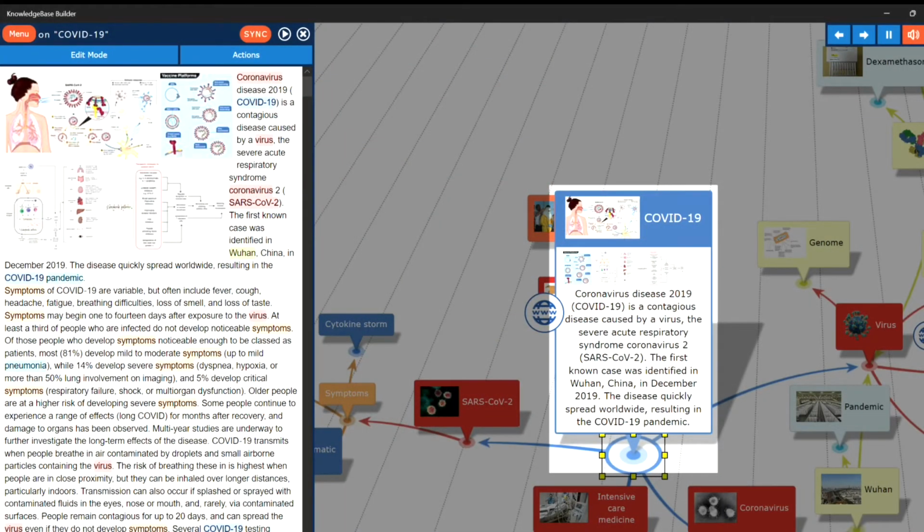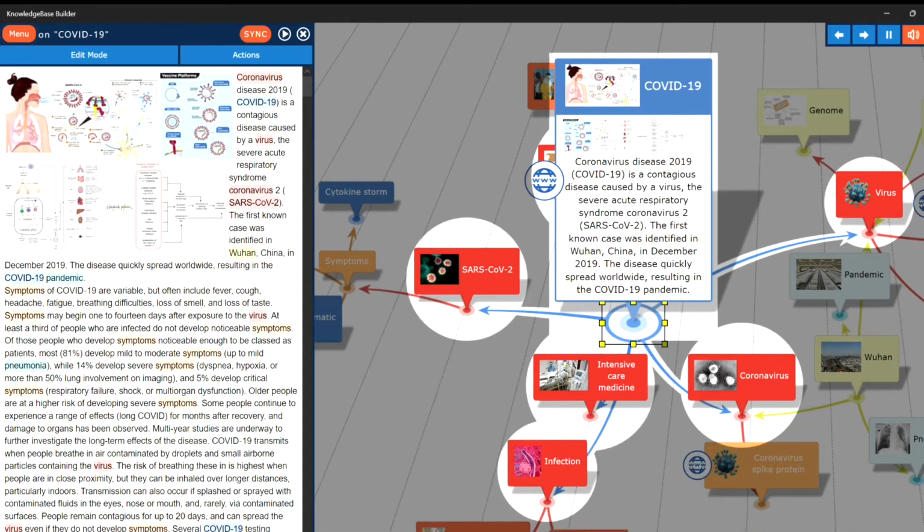COVID-19. Coronavirus disease 2019, COVID-19, is a contagious disease caused by a virus, the severe acute respiratory syndrome coronavirus 2, SARS-CoV-2. The first known case was identified in Wuhan, China, in December 2019. The disease quickly spread worldwide, resulting in the COVID-19 pandemic. The topic, COVID-19, in overview.